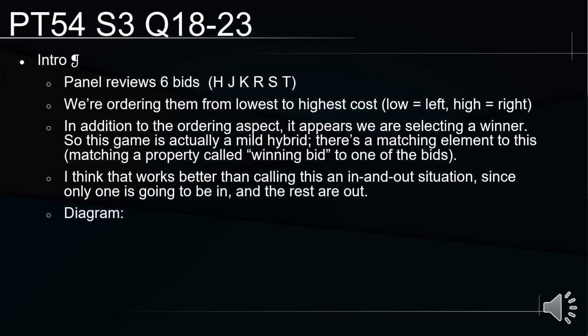Alright, so now that we've gathered all that information from the intro paragraph, time to slap together a diagram. It's going to be pretty simple. My baseline diagram is just going to be the list of bids, H, J, K, R, S, and T, followed by our typical ordering diagram, which is just 6 blank slots, 1 for each of the bids.